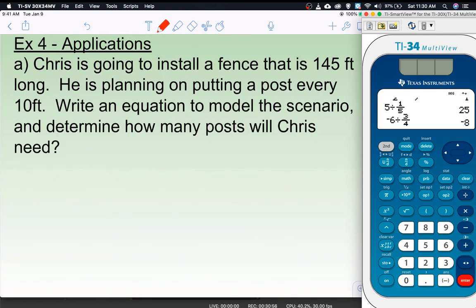The last skill here in pretty much all the lessons is going to be a few little wordy problems. So this one says, Chris is going to install a fence that is 145 feet long. He's planning on putting a post every 10 feet. Write an equation to model the scenario and determine how many posts Chris will need.